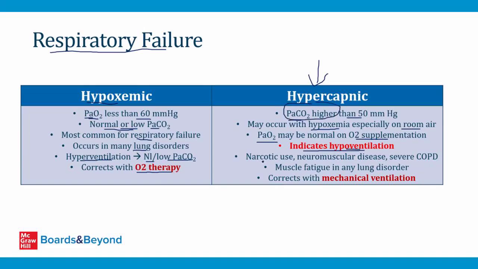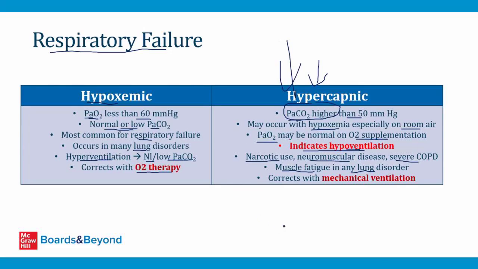And so this can happen in patients who take too many narcotics, which depresses their respiratory rate. It can happen in neuromuscular disease like ALS, which we talked about before. It can happen in severe COPD from extensive lung damage. And then you can also see this in muscle fatigue from any lung disorder. So a person with pneumonia or heart failure, if they begin to get tired out from breathing so rapidly, they start to hypoventilate, and that can lead to this form of respiratory failure.